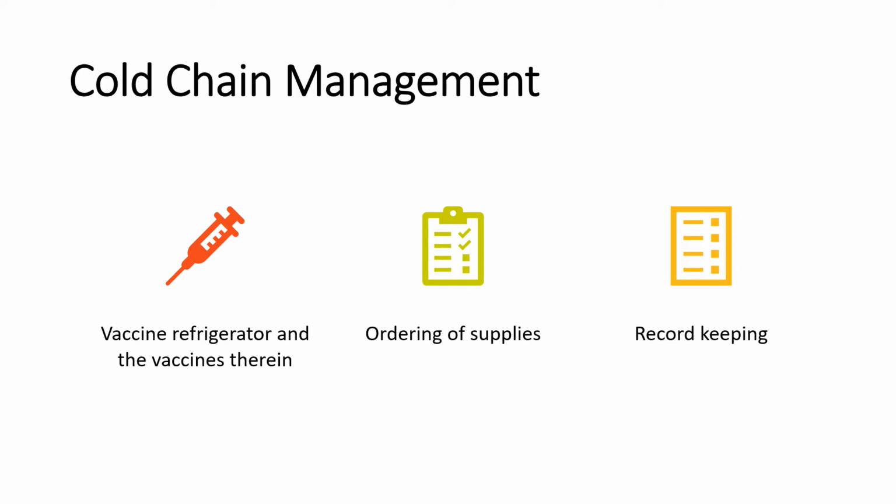Cold chain management. There needs to be one person in the practice who has primary responsibility for cold chain management. This must be documented in the position description of that person. If the person having this role is the GP, then that task must also be noted in the position description. Cold chain management is the control of the vaccine refrigerator, the vaccines therein, the ordering of supplies and record keeping. Monthly notation of vaccines is required.